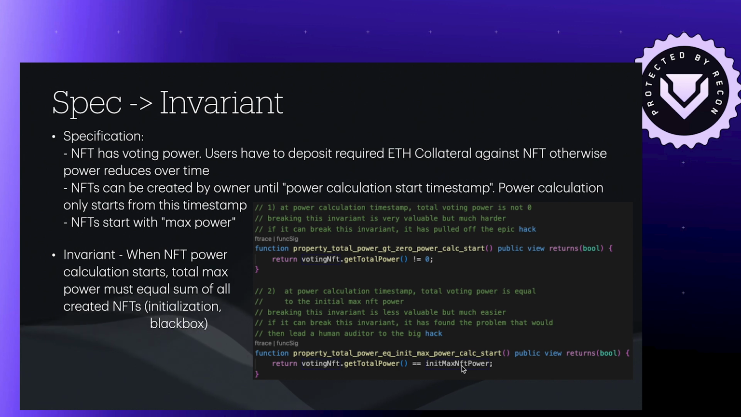But these invariants were highly effective. They found a critical vulnerability. This was a beautiful exploit where a permissionless attacker could, at that exact block, at that single block when power calculation starts, completely nuke the voting power of everyone's NFTs, send it all to zero, basically completely destroy the DAO. A beautiful critical exploit, found by very simple and yet very effective invariants.